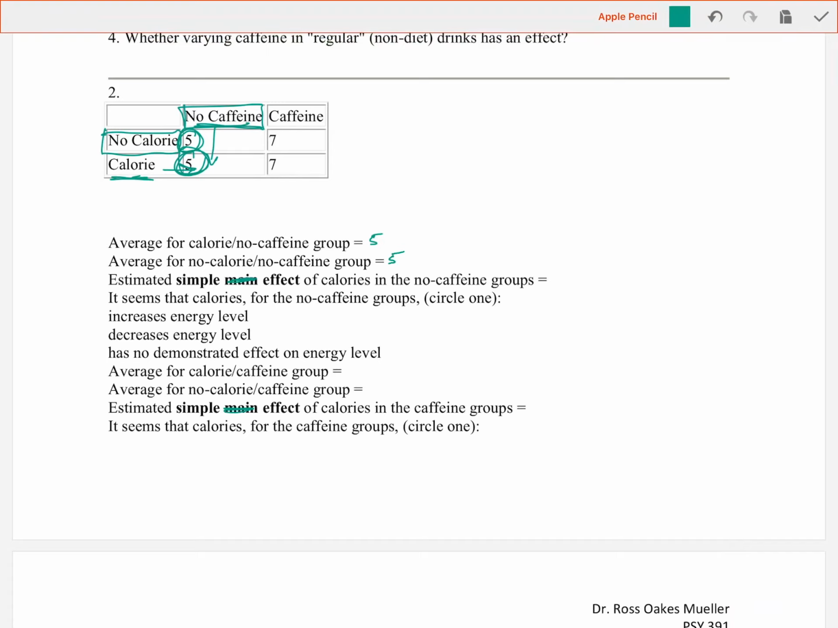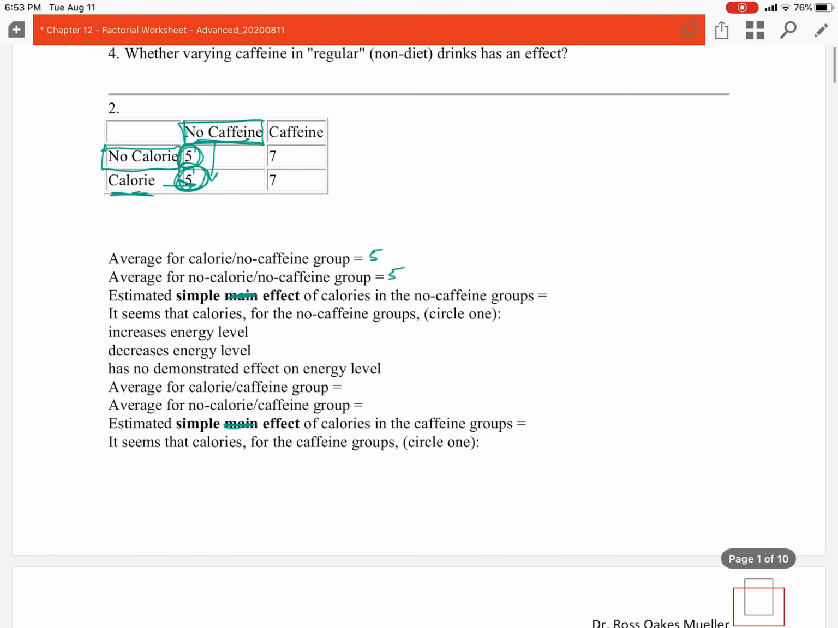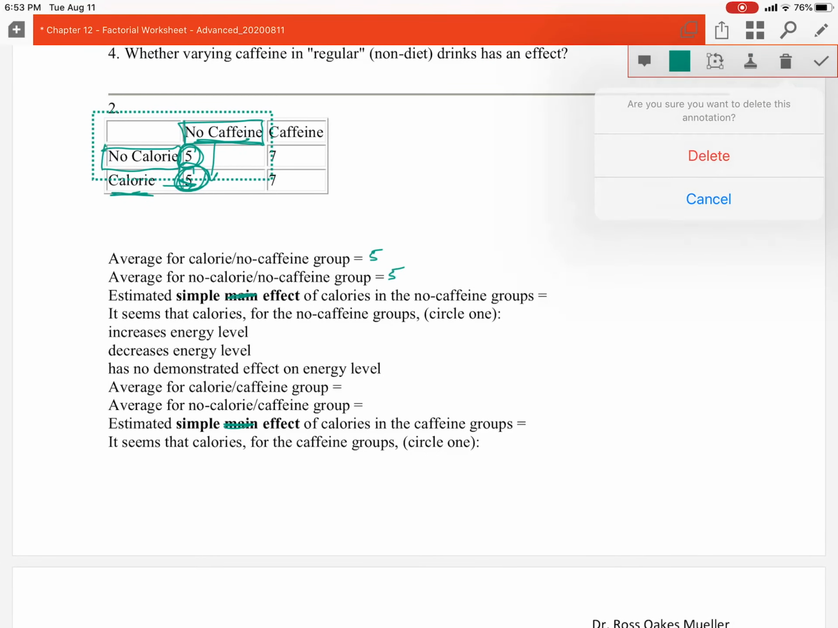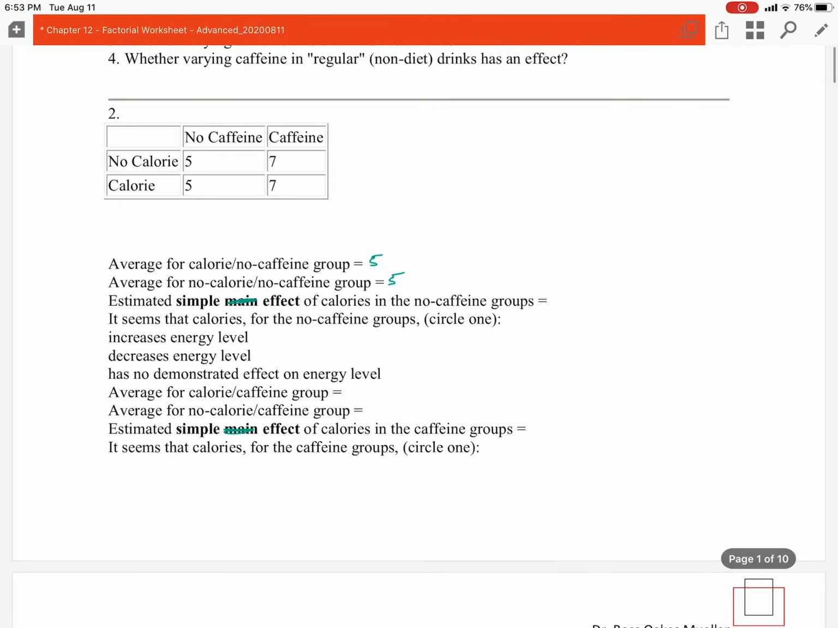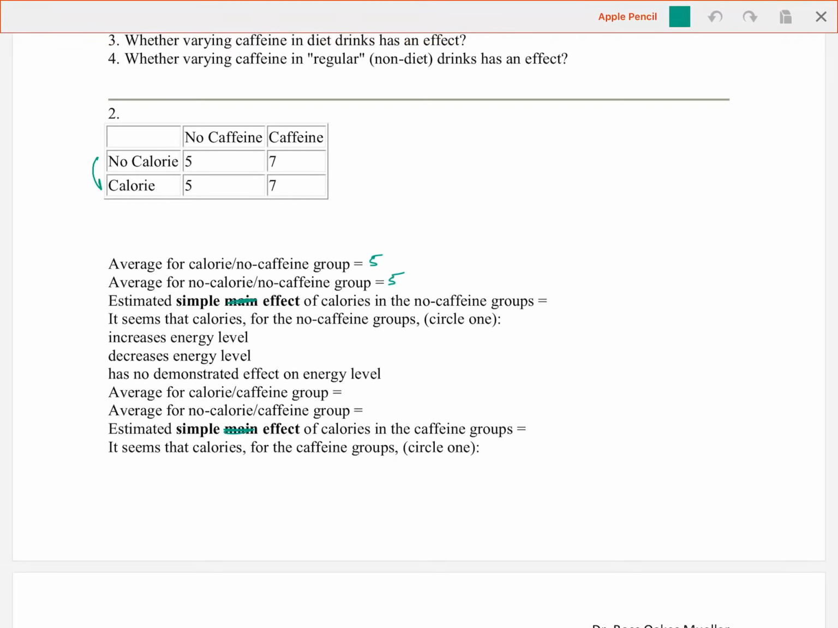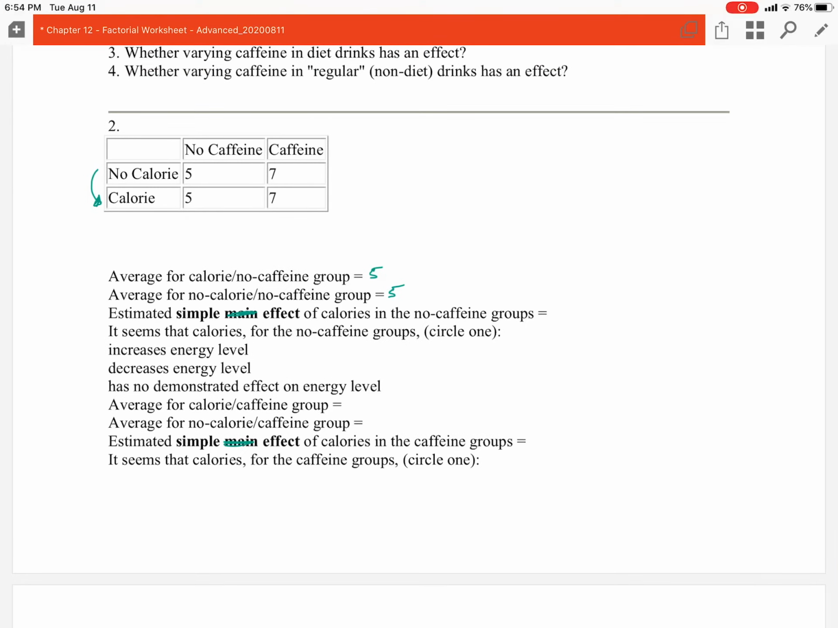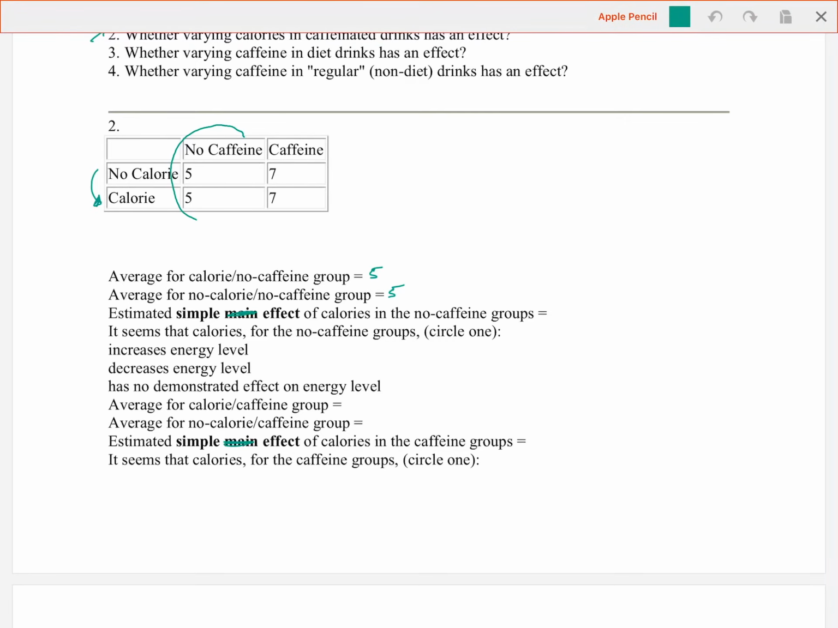Now, instead of asking what the overall main effect is, as in your previous worksheet, what we want to know is what is the simple main effect. So let me delete a little bit up here so I can point out what exactly we're doing. What is the simple main effect of calories, so moving from no calories to the calorie condition? What's the simple main effect of moving from no calories to calories within the no caffeine group?